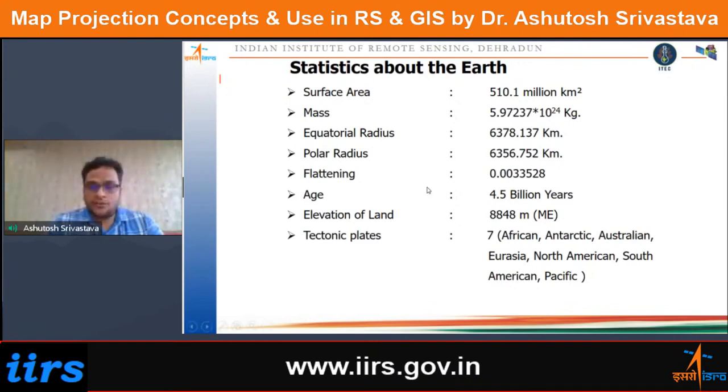Then the flattening coefficient is around 0.003358. It's about the flatness, how much it is there. Age is around 4.5 billion years. And elevation, from the mean sea level, we see that Mount Everest is 8848 meters. And there are 7 tectonic plates, which are the African, Antarctic, Australian, Eurasian, North American, South American, and the final one, the Pacific. Okay, so this is just the stats about the Earth.